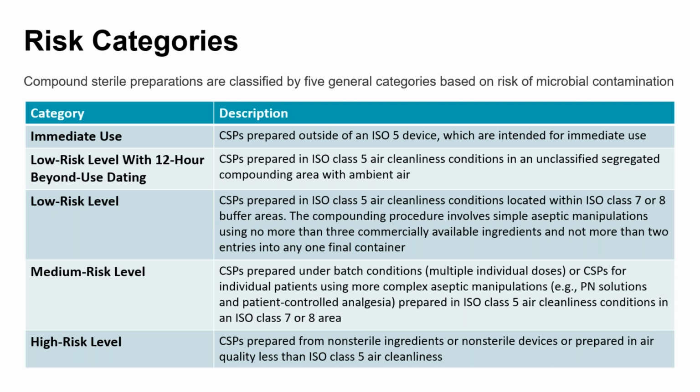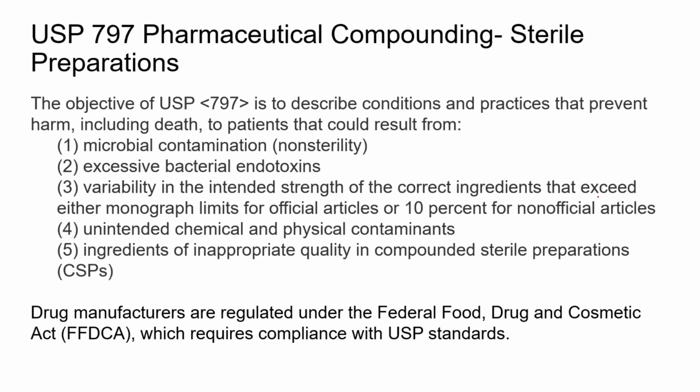So those are your different risk categories when it comes to your compounding sterile preparations. All right, so USP 797. This thing is gigantic. So I don't think I can upload the USP 797 because if you follow the instructions, they tell you that you need to download each copy individually. But in the next slide, I tell you how to do that.